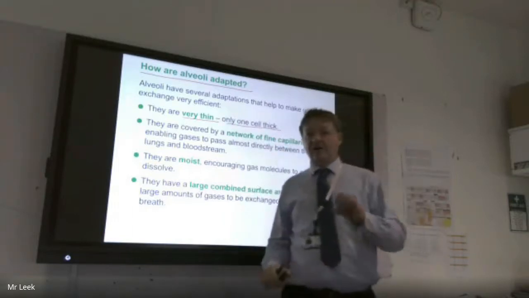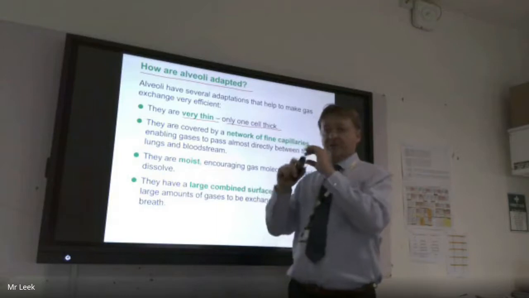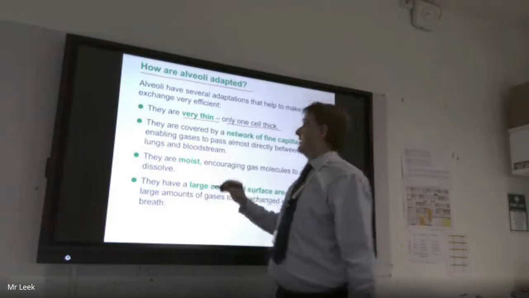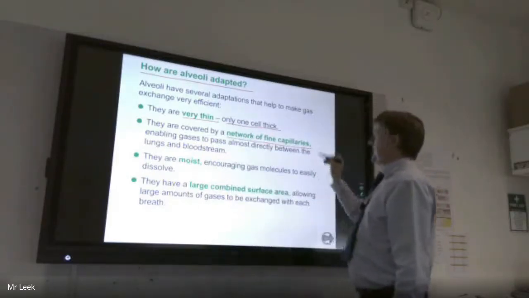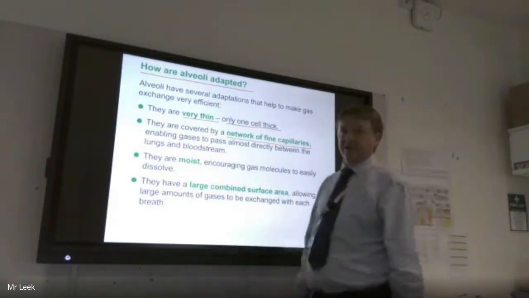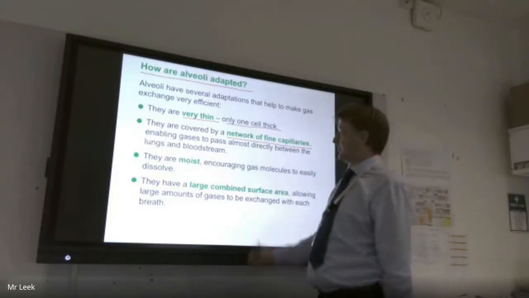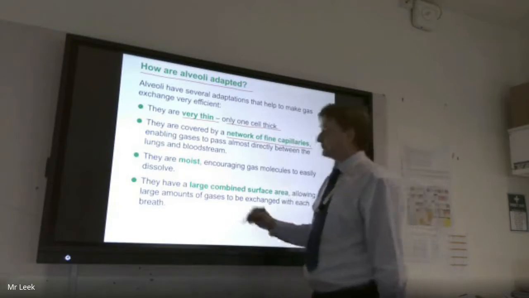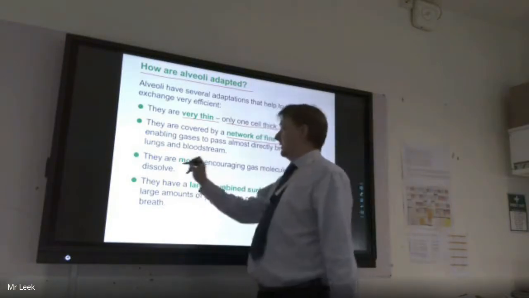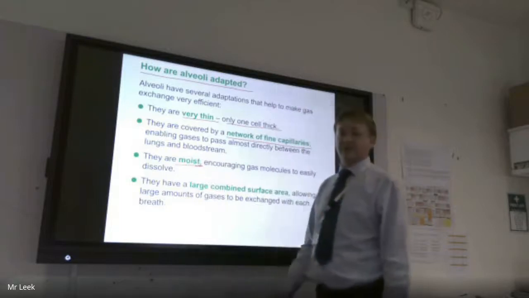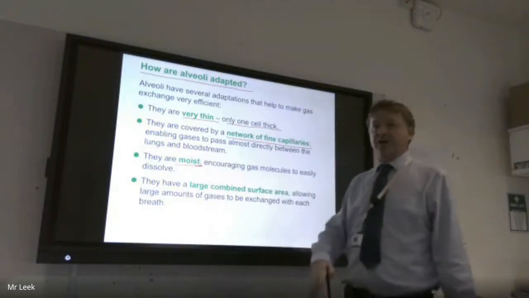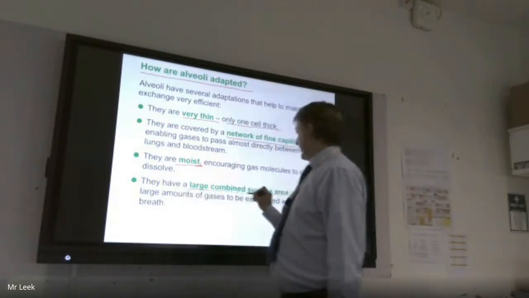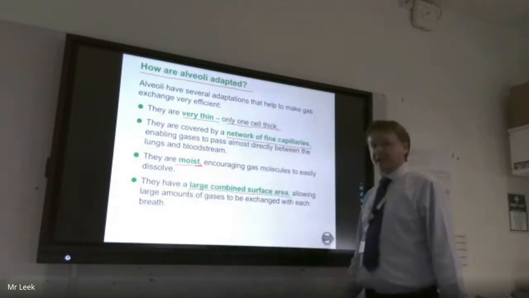So the alveoli, the little balls that look like grapes, and the capillaries around the outside of them are incredibly thin. They're also covered with a network of fine capillaries. So really, really thin little blood vessels surround them, which is that other picture that I showed you. They are moist. If it's not moist, then diffusion won't happen. So something where it's dry, it won't happen at all. They also have a large combined surface area.